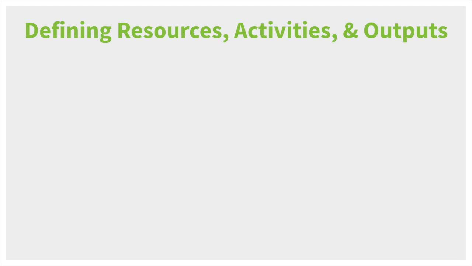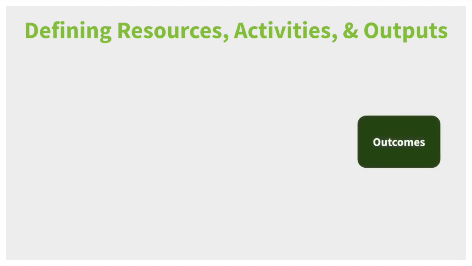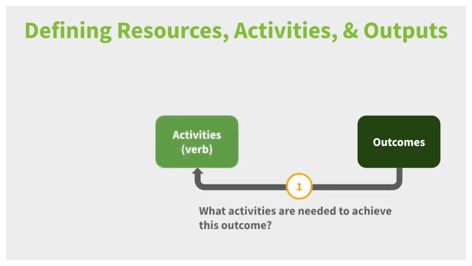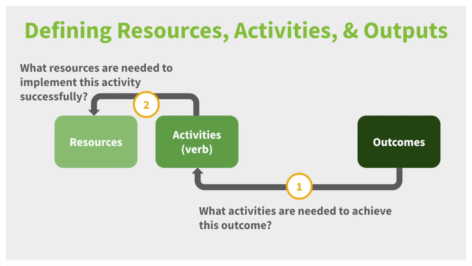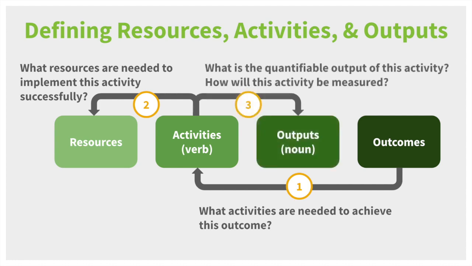So how do we combine these 3 components? Remember that program models are often designed backwards, so we actually need to start where we left off, with our outcomes. In order to identify appropriate activities, you should think about the activities needed to achieve your outcomes. To identify necessary resources, think about the resources needed to implement this activity successfully. To define your outputs, think about how you could measure or quantify the output of that activity.